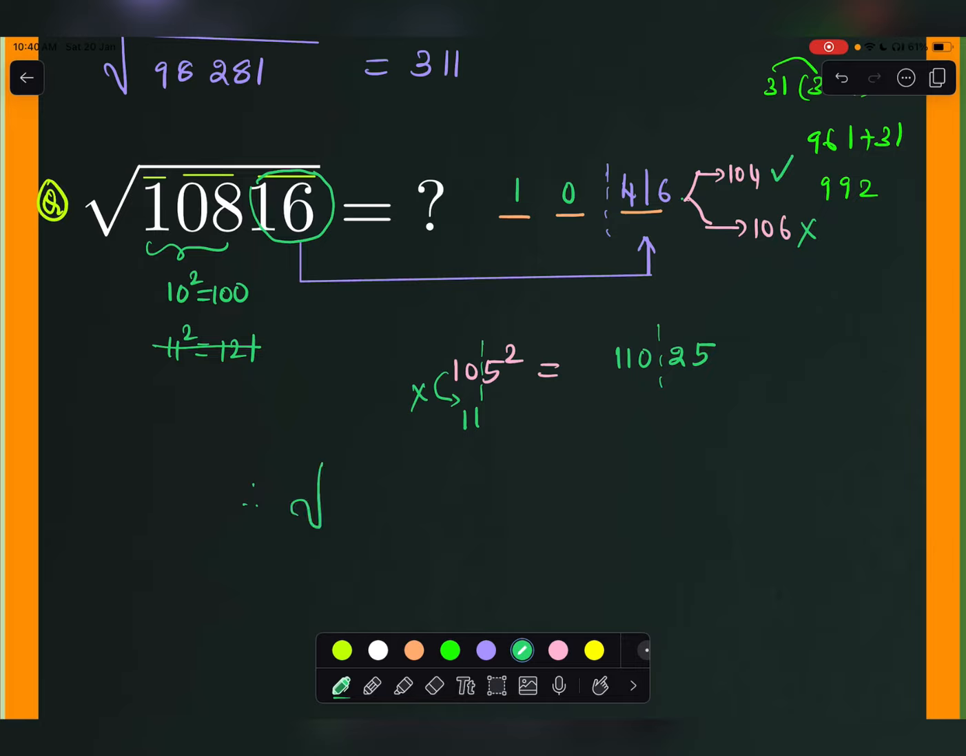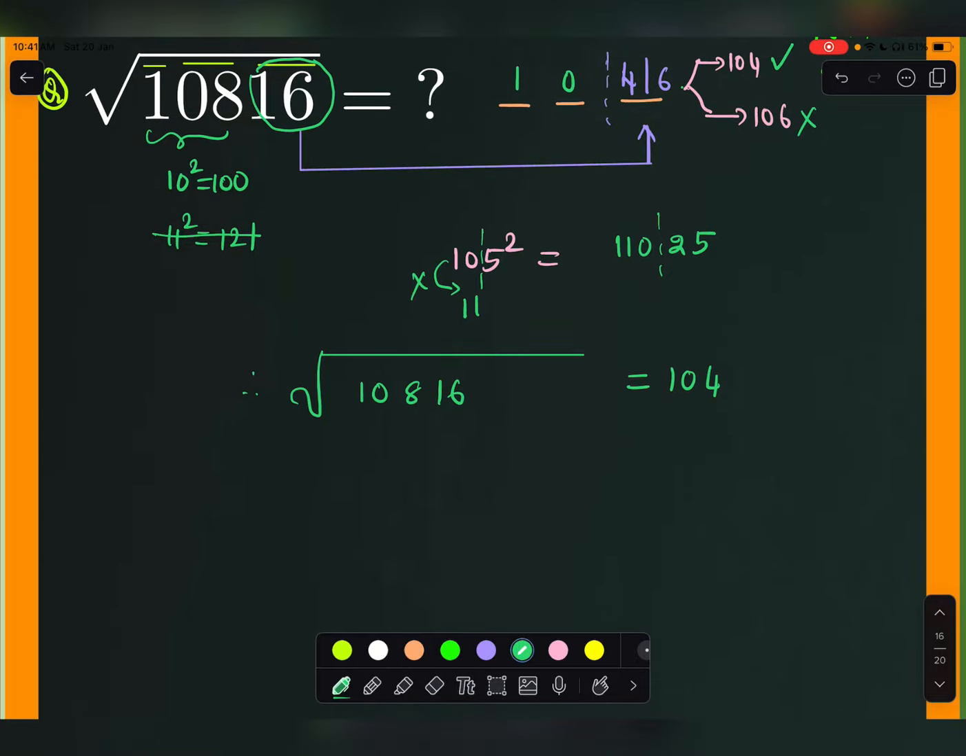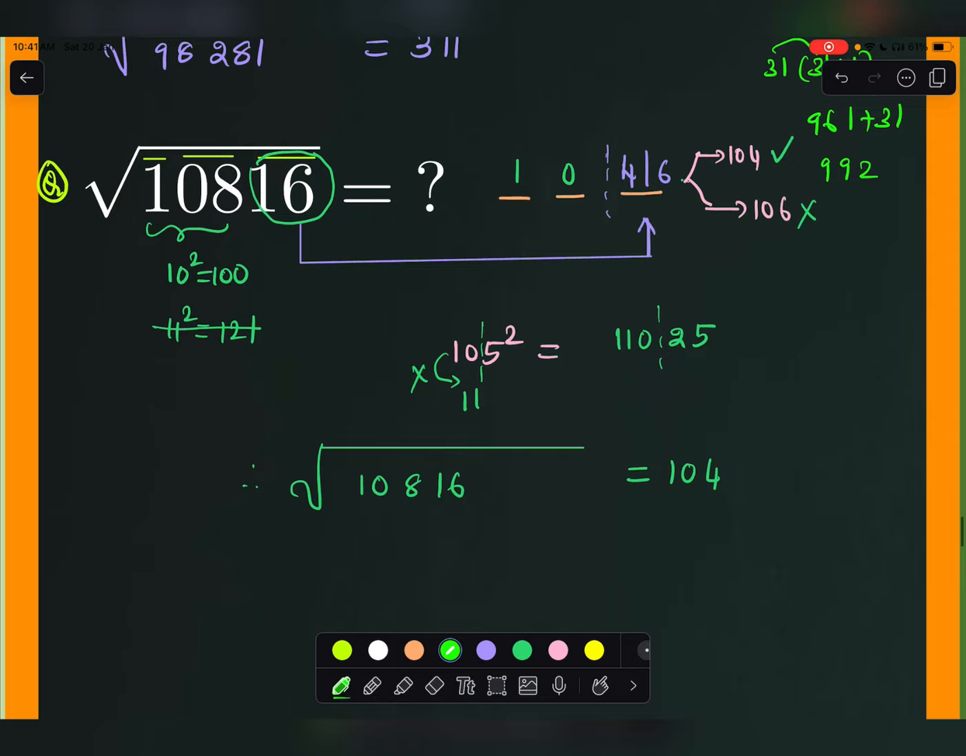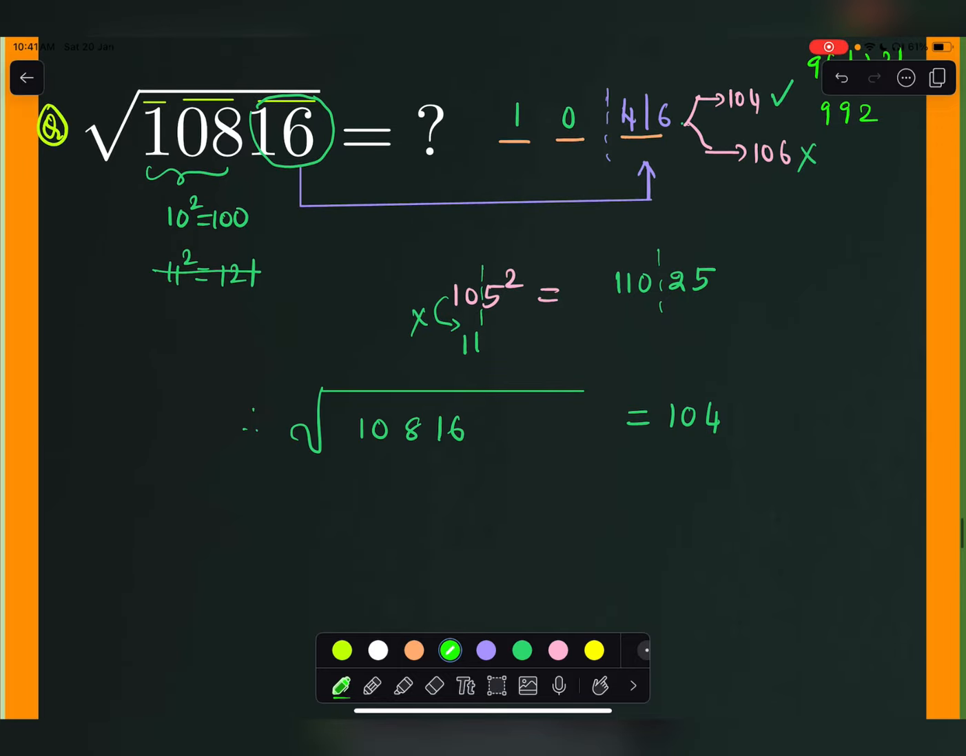Therefore clearly I got the result: square root of 10,816 equals 104. In this fashion we can find square roots of any perfect square very easily, right? So in the next class we'll deal with how to calculate the square root when it is not a perfect square, also by using the Vedic method, right? So thank you.